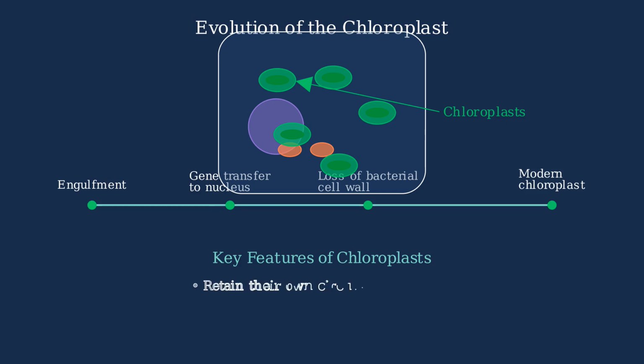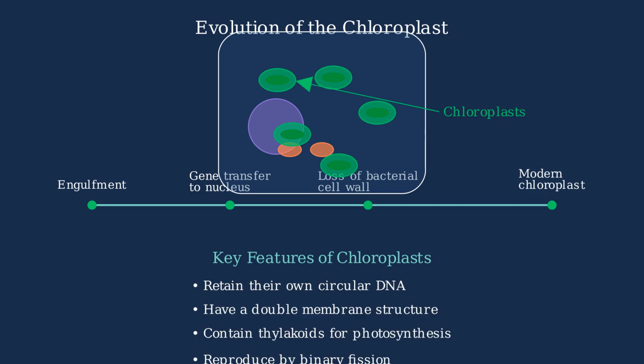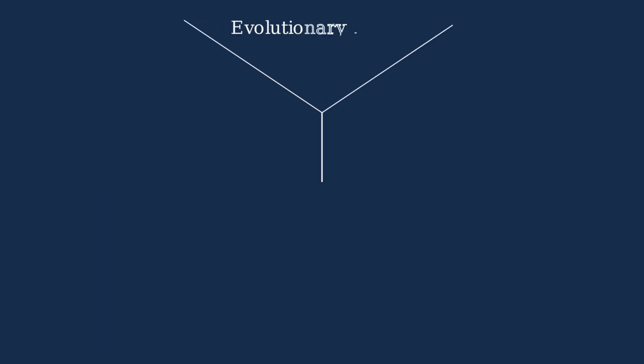Modern chloroplasts retain key features that reveal their bacterial origin. They have their own circular DNA, a double membrane structure, and still divide independently within the cell. This second endosymbiotic event occurred only in the lineage leading to photosynthetic organisms. It gave rise to algae and plants, creating a major branch in the tree of life.